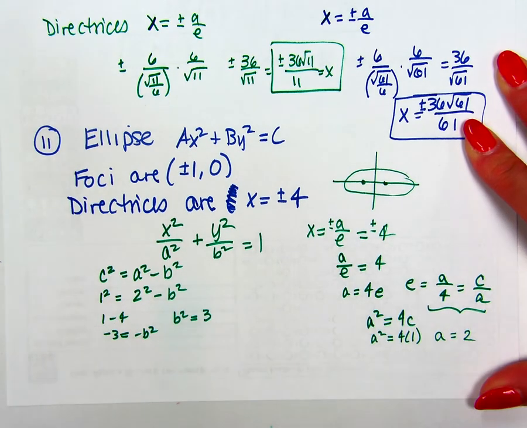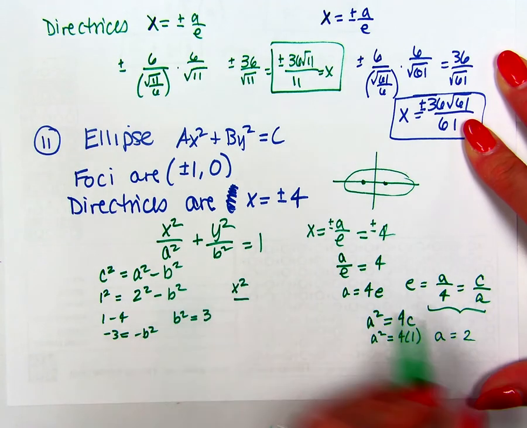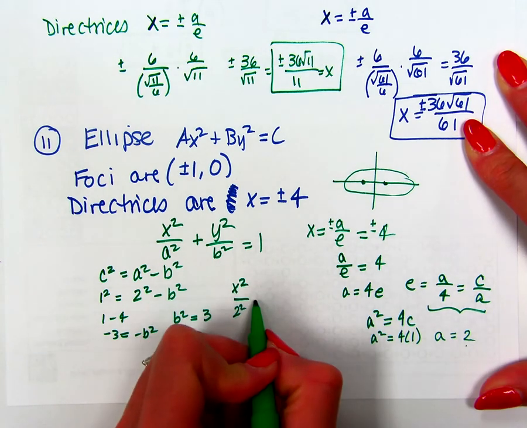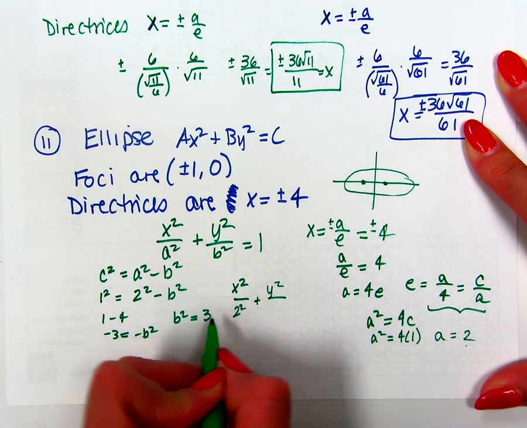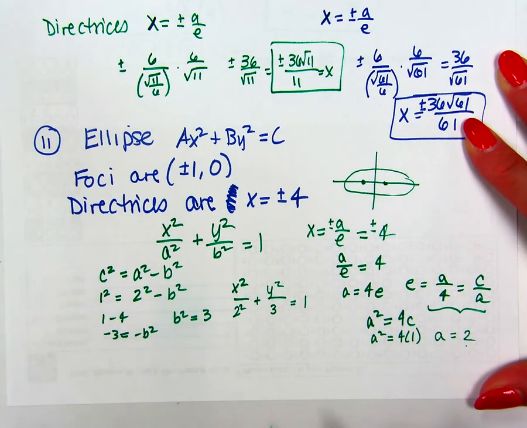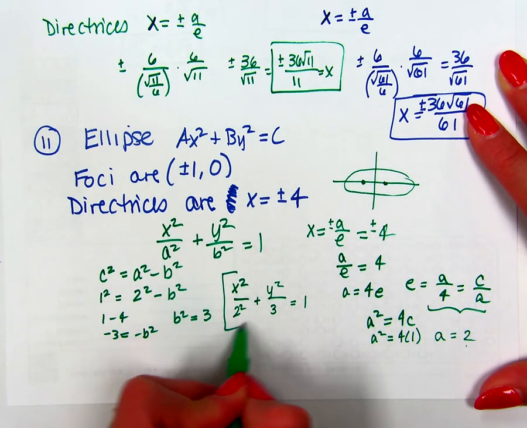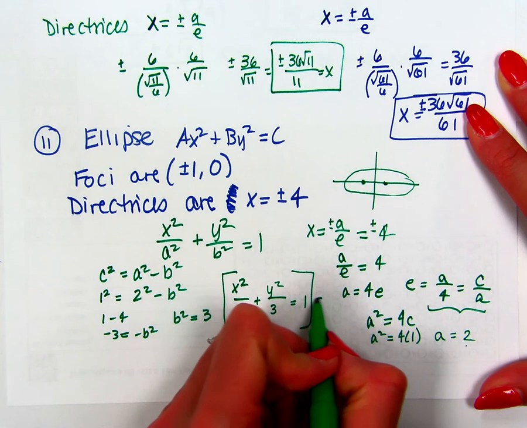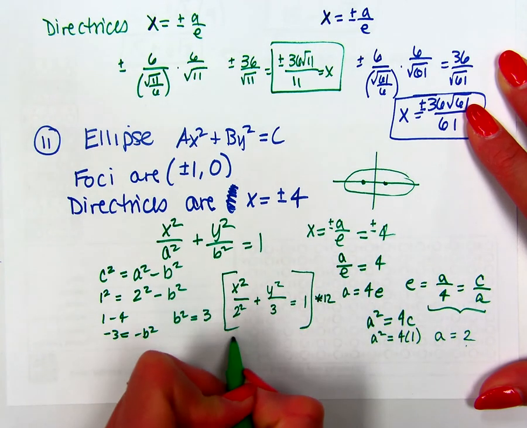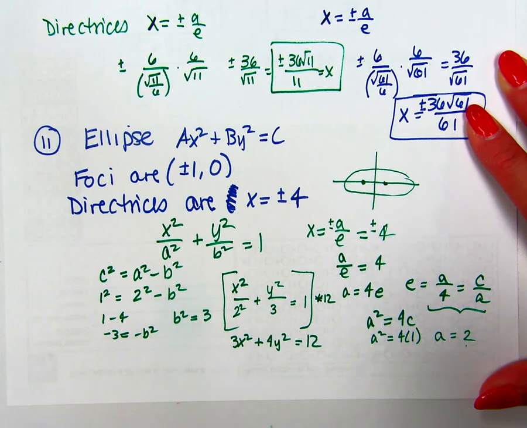All right, well, you can figure out b is root 3, but we really want it to be in this format. So we got a squared, so that's 2 squared. Here we got y squared over root 3 squared, which is just 3. All right, and then I don't want to leave it like this. This would be fine normally, but because they wanted it in this form, we need to multiply by something. So 4 and 3 go into 12, so I'm going to multiply by 12. So this gives me 3x squared plus 4y squared equals 12.